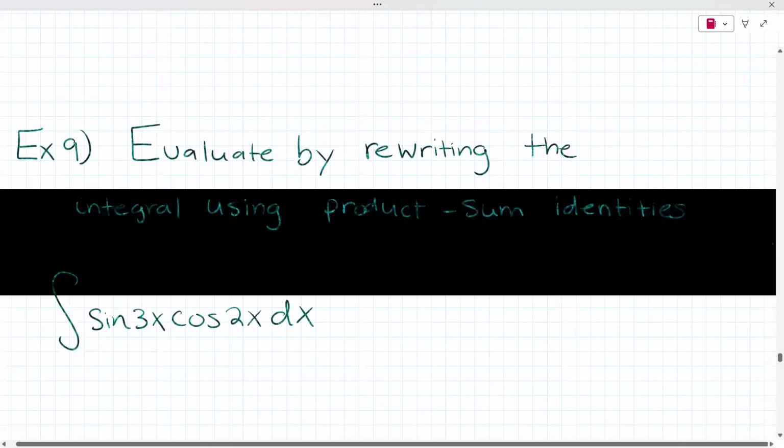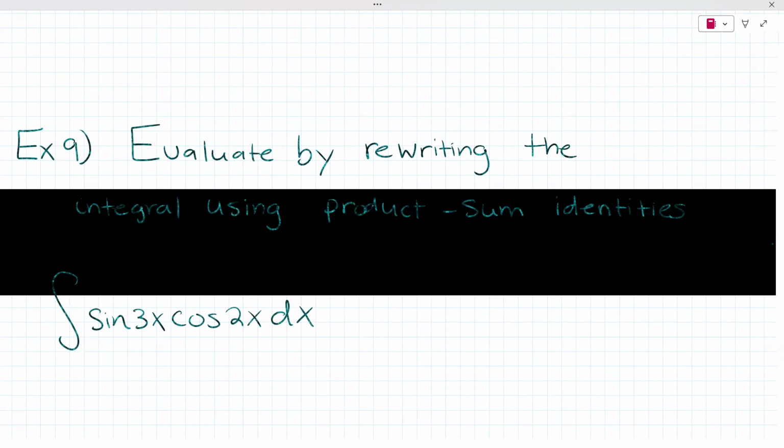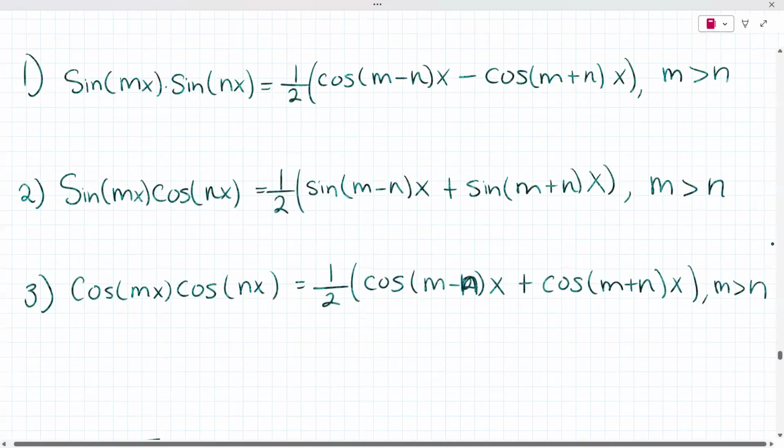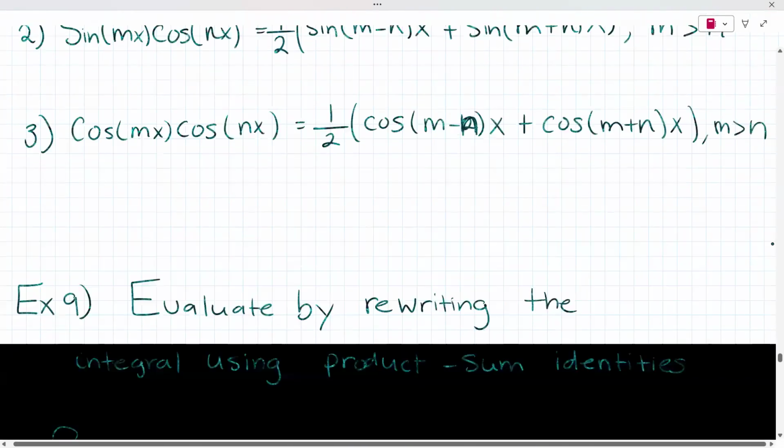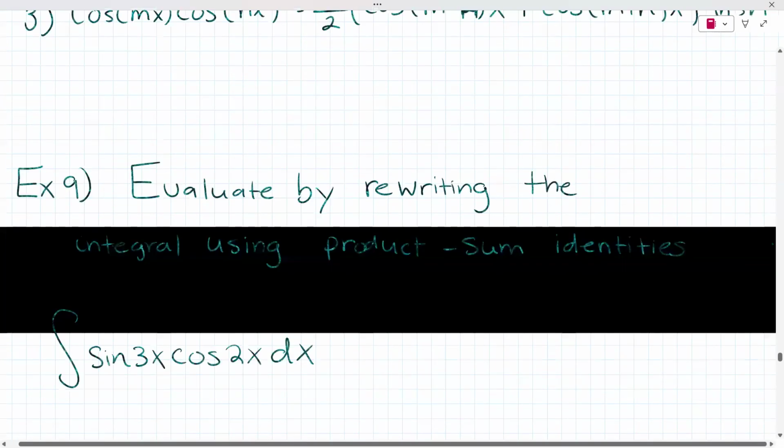So let's do an example. Evaluate by rewriting the integral using product sum identities. So we have the integral of sin of 3x times cosine of 2x dx. So they're two different values. And I think we're going to use, we have a sine and a cosine, so I think we'll use rule 2.